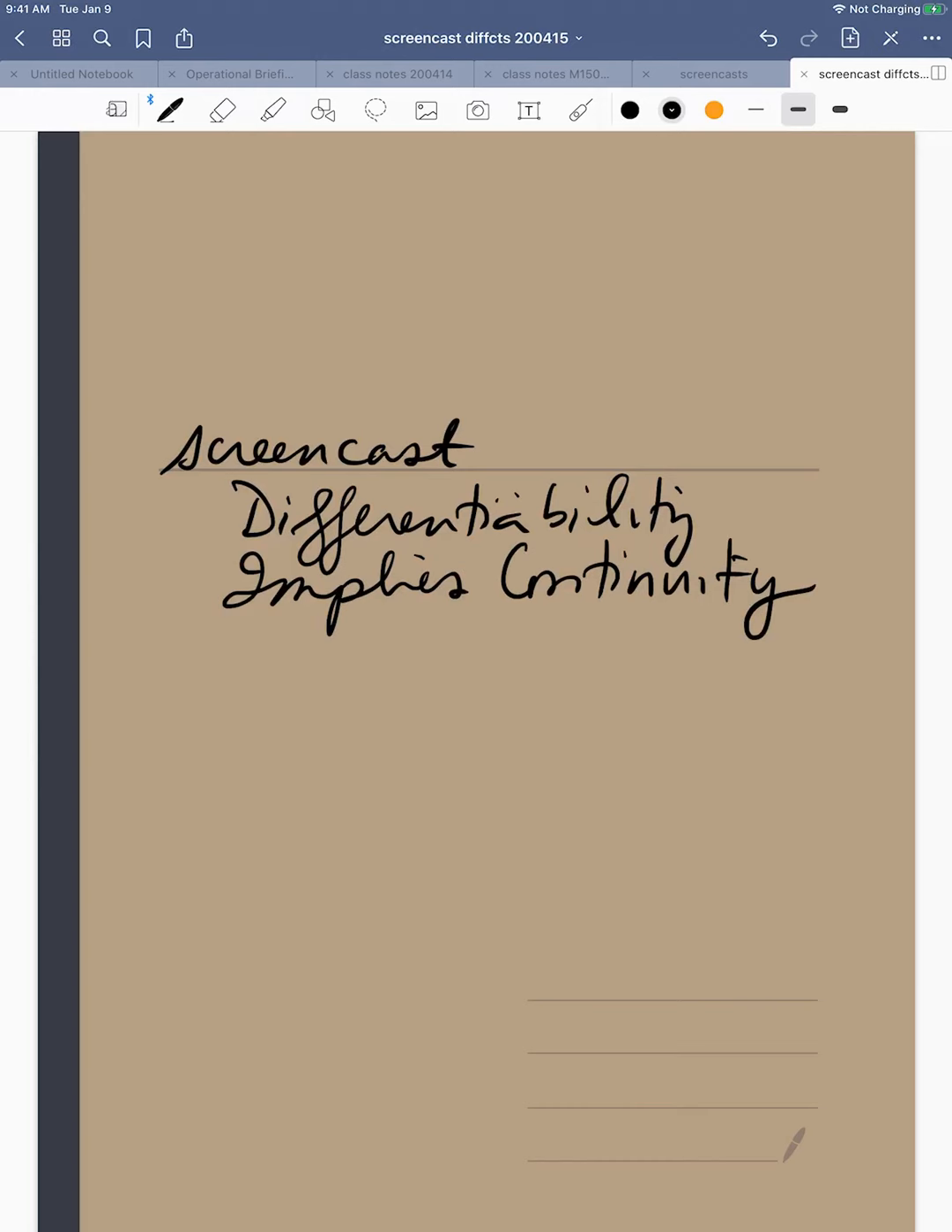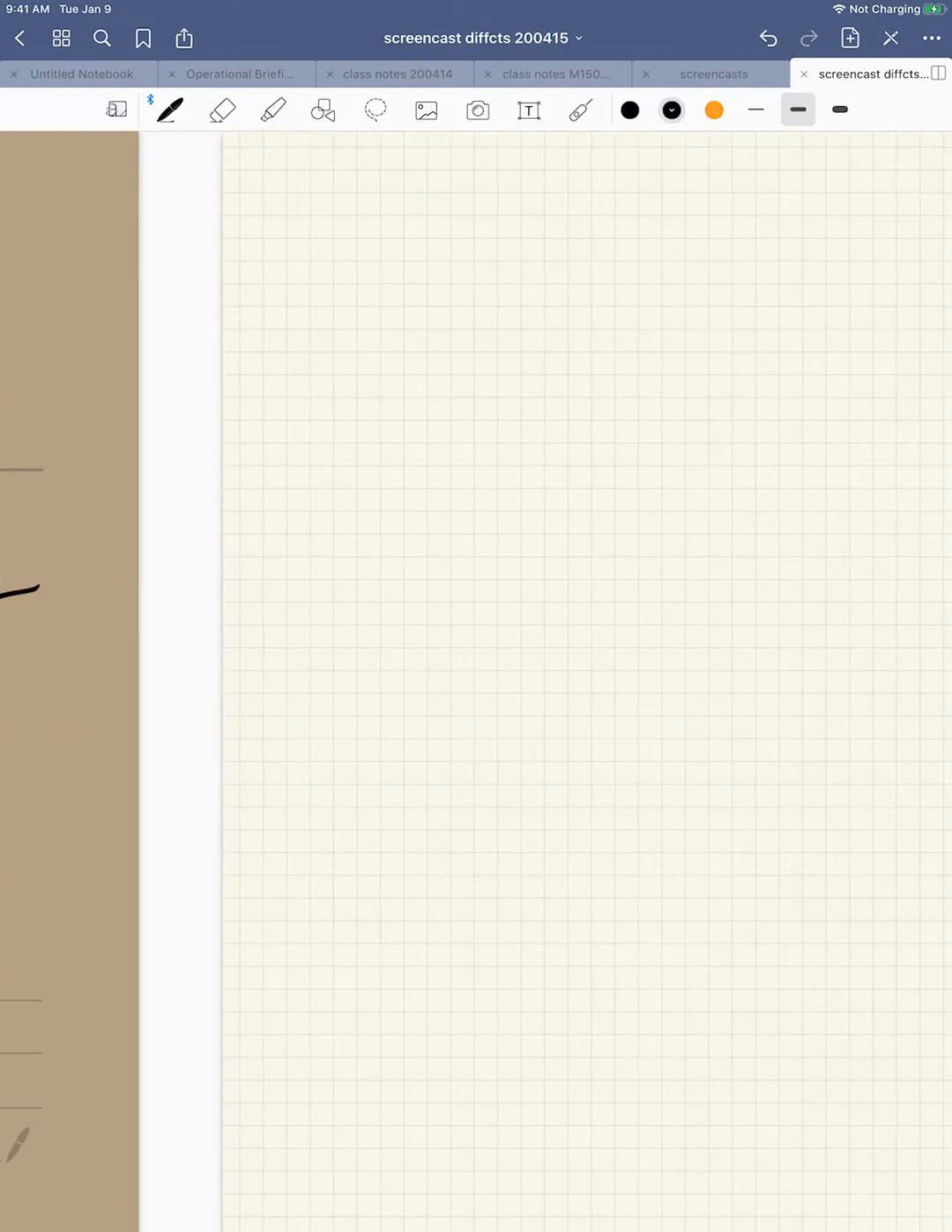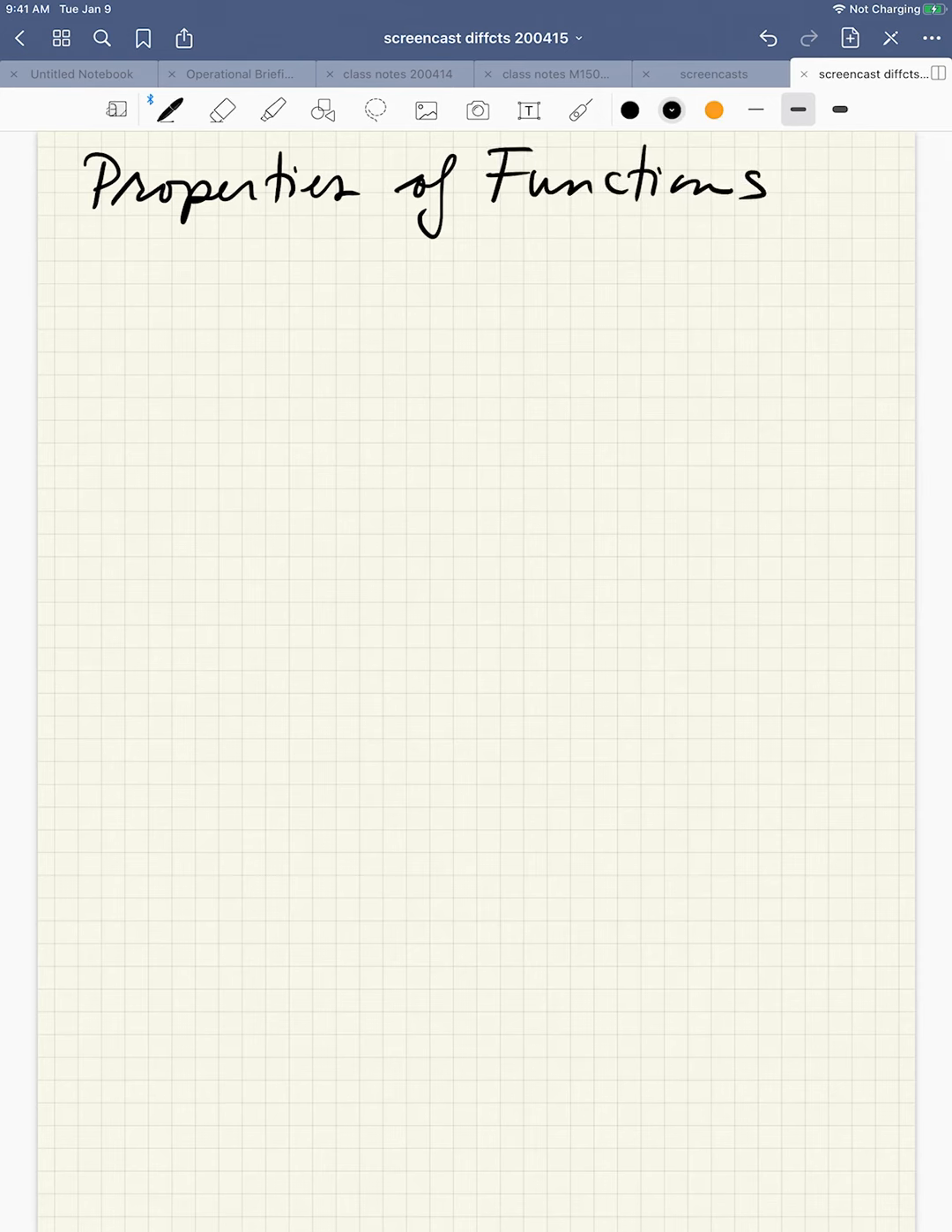Good day. I'm going to do a little screencast here for you on the topic of differentiability implies continuity. In calculus, we study properties of functions. Before calculus, you study basic ideas of functions, basic mechanics of functions. A function is a rule that takes every input and assigns it to a unique output. That's a basic thing about functions.